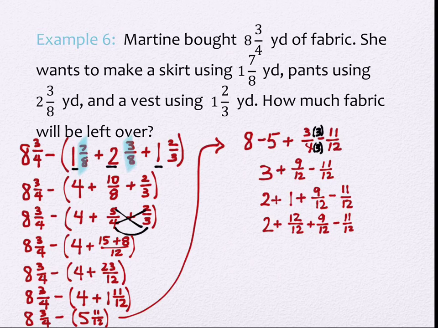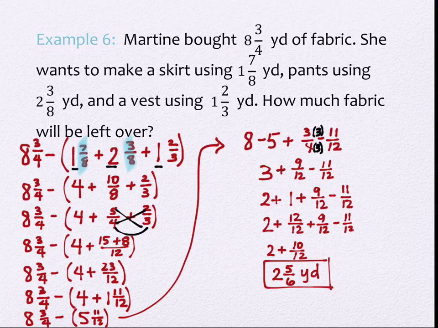So now can I take 12 plus 9 minus 11 and have a positive number? Yeah, I can. So what do I get if I take 12 plus 9 minus 11? 10/12. We'll reduce that. This is our last step. What is 10/12 reduced to? 5/6. Good. And this is what? What are my units on this? Yards. This was yards of fabric.